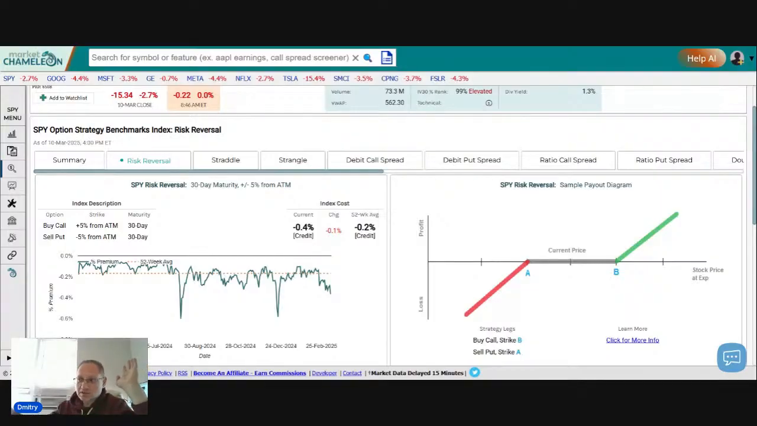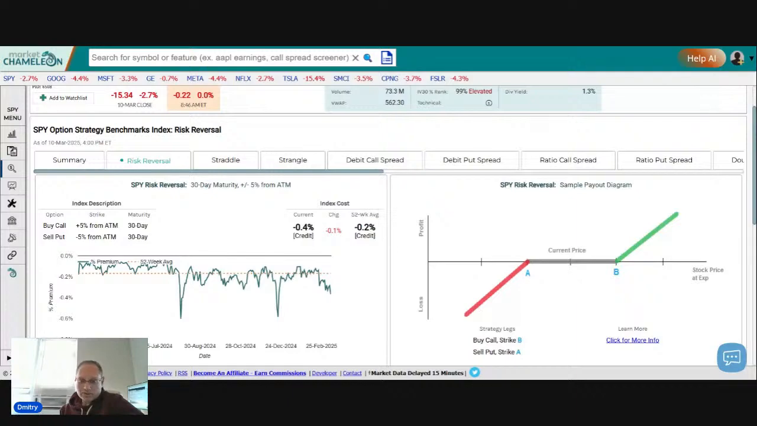You would finance the price of buying the call by selling the put, with this type of risk profile. If the call was $1.50 and the put was $1, well, it cost you 50 cents because you paid $1.50 for the call. You sold the put for $1. That would cost you 50 cents.